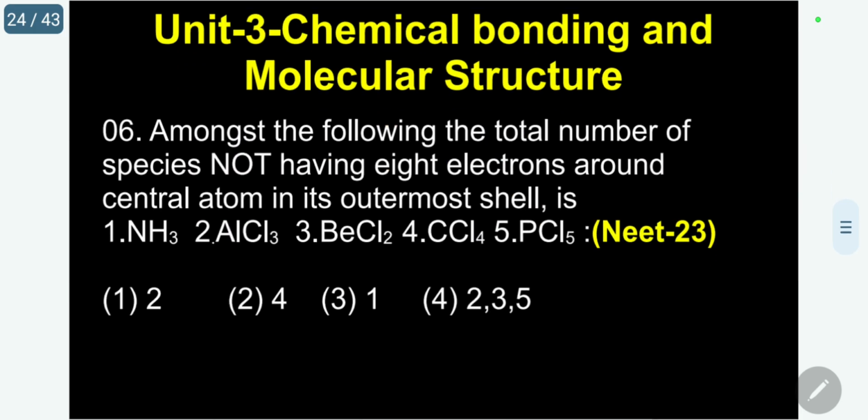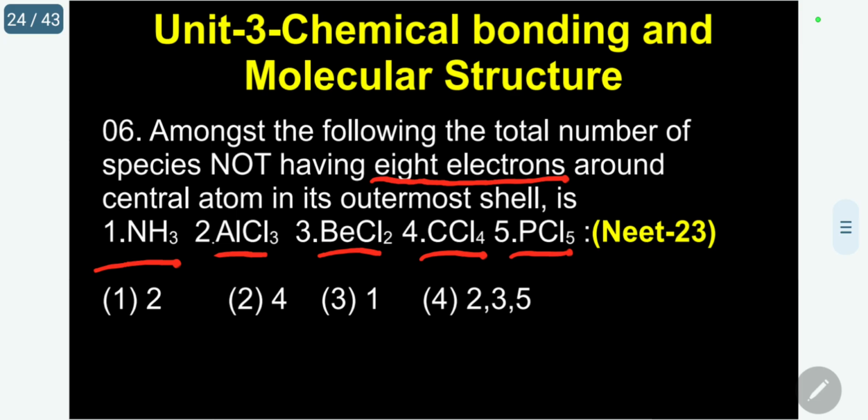The next question: amongst the following, the total number of species not having 8 electrons around the central atom in its outermost shell is: 1) ammonia, 2) aluminum chloride, 3) beryllium chloride, 4) carbon tetrachloride and 5) phosphorus pentachloride. This question was asked in NEET 23.